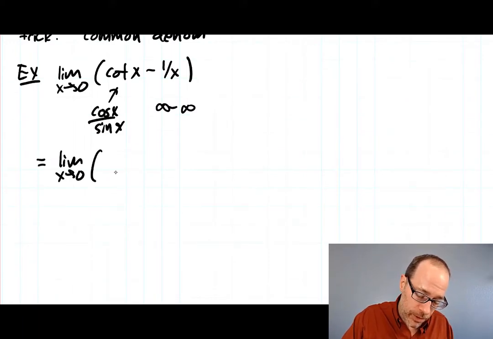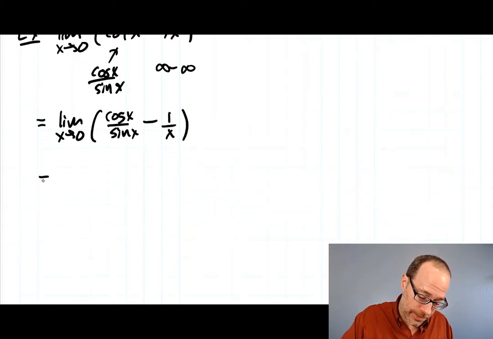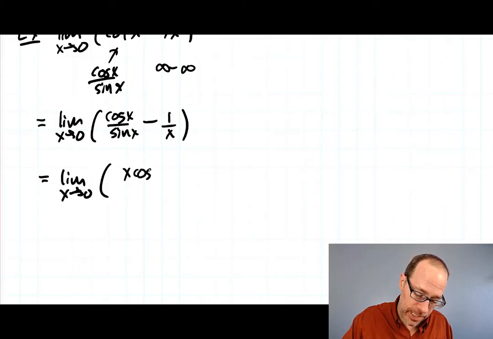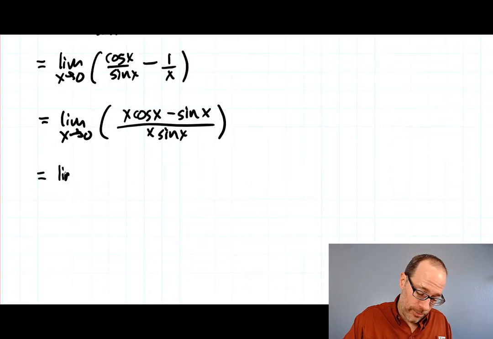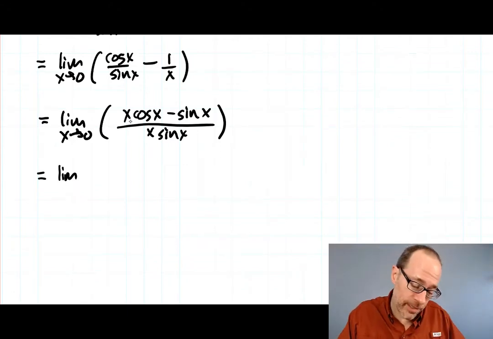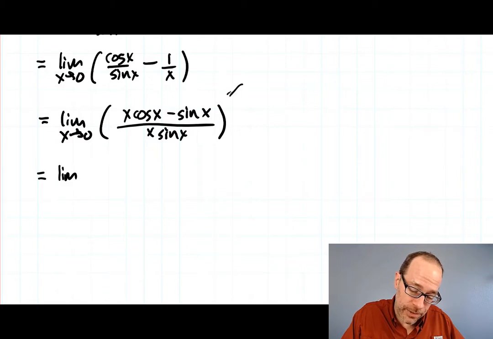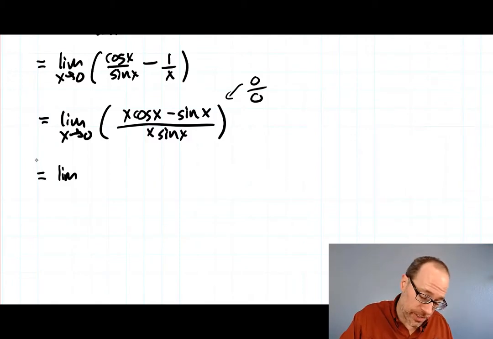So let's rewrite cotangent, as I said, as cosine x all over sine x, minus 1 over x. And then let's get common denominators and see what happens. So we get x cosine x minus sine x all over x sine x. All right, so a little bit ugly, but what can you do? Well, the top here, that x will be 0 and the sine will be 0, so it's 0 on the top, and the bottom will be 0 as well. So it is indeed 0 over 0, so at least we can do L'Hôpital's rule to it.